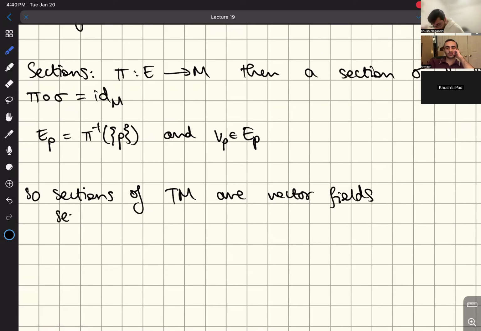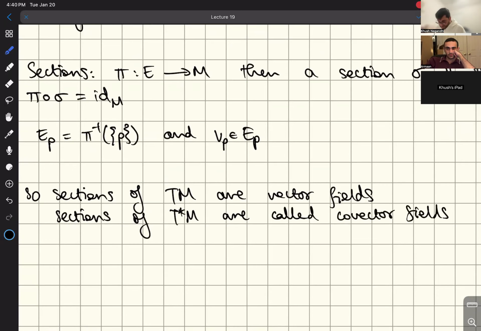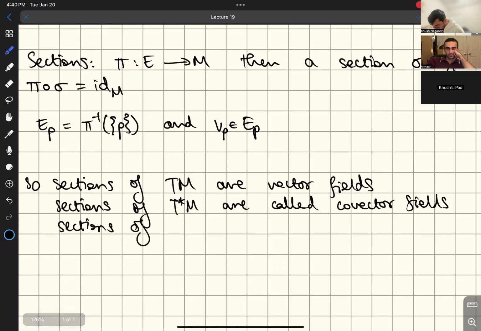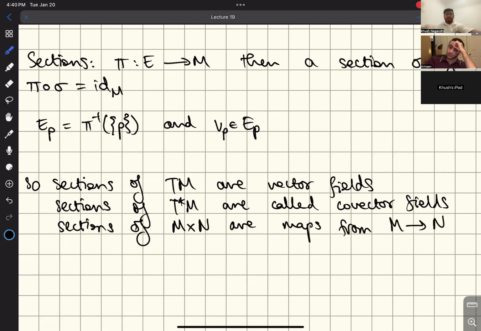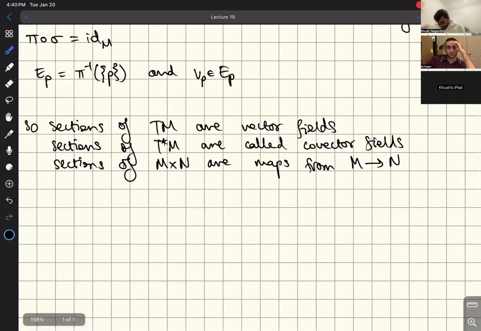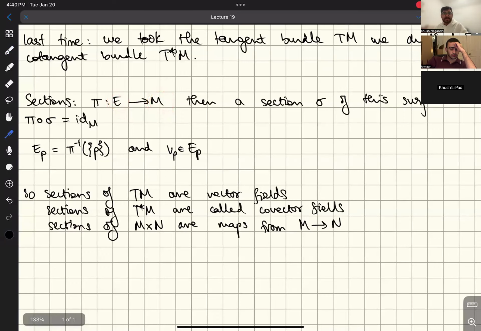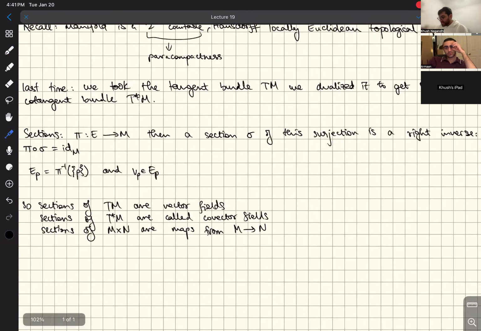Sections of T star M are called covector fields. Sections of M cross N over M are maps from M into N. Now, if you give E and M topologies, you can talk about the continuity of this section in the usual sense. Moreover, if you give them smooth atlases, making them smooth manifolds, you can talk about whether this section is smooth. These are the sections that we'll care about most often.